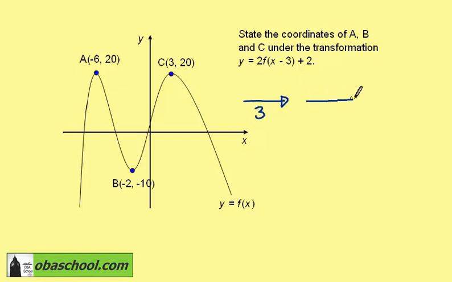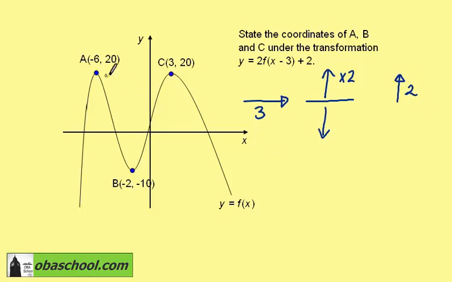The f of (x minus 3) means a shift to the right of 3 units. Multiplying by 2 means a stretch away from the x-axis factor 2, so that all points are twice as far away from the x-axis as they are originally. We then follow this with a vertical shift of 2 units upwards.